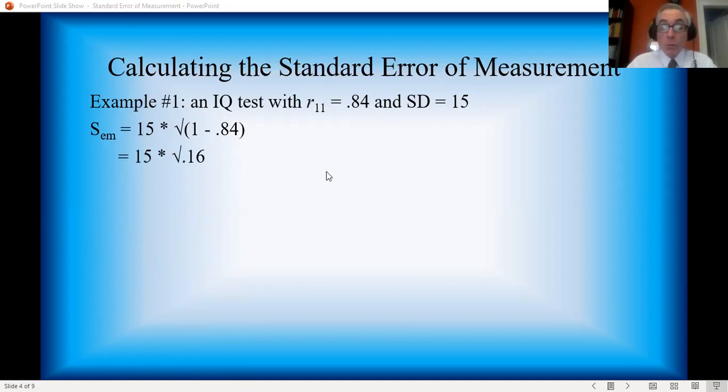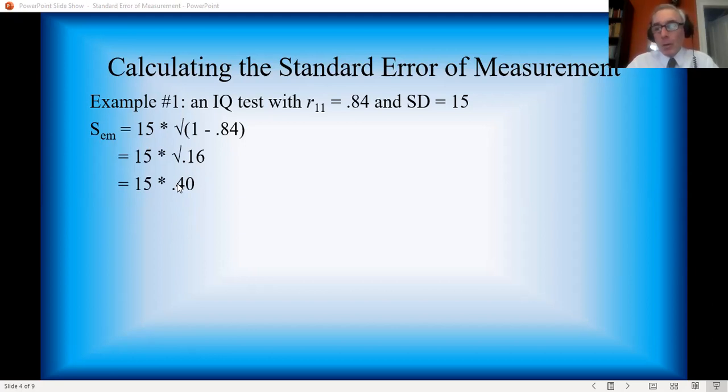So what we have is equivalent to 15 times the square root of 0.16, right? 1 minus 0.84 gives us 0.16. That in turn is equivalent to saying 15 times 0.4, because the square root of 0.16 is 0.4, just as the square root of 16 is 4.